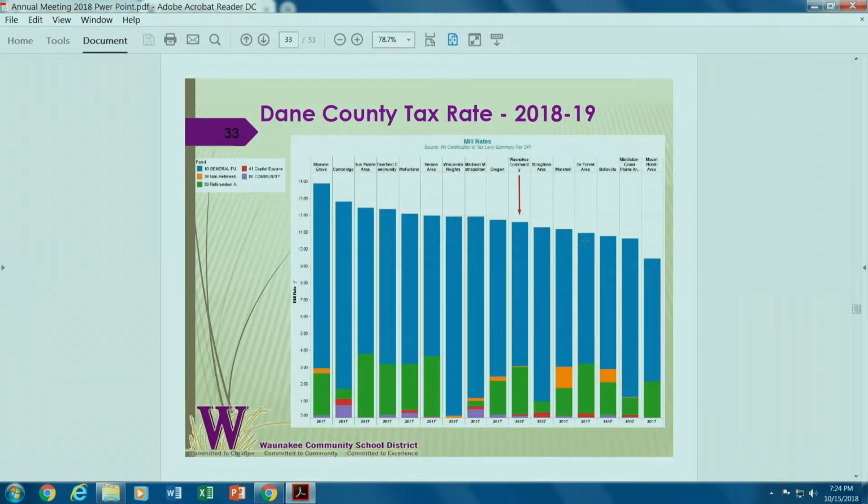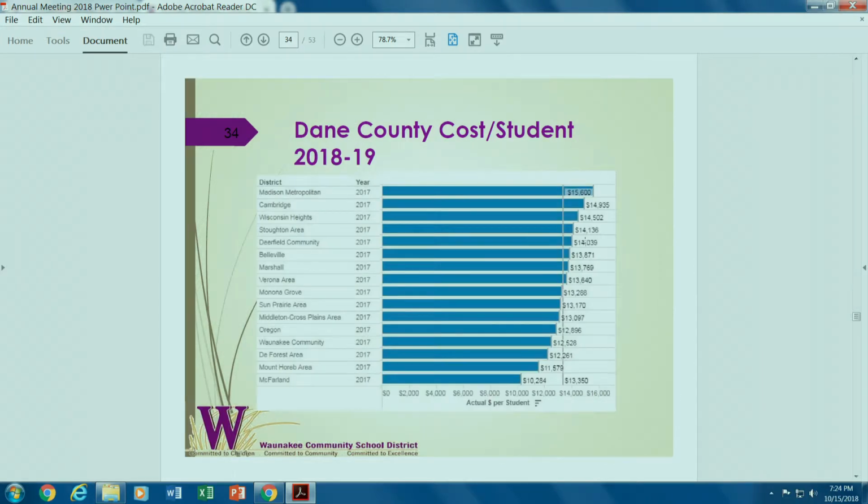Just a few pieces on our tax rate as far as how that compares to other districts. We can see Waunakee falls just at about the midpoint of our comparable districts in the area, which has been really our continued trend over the last number of years. And then you can see our cost per student, again, is at the bottom tier of our comparable districts on a cost per student basis.